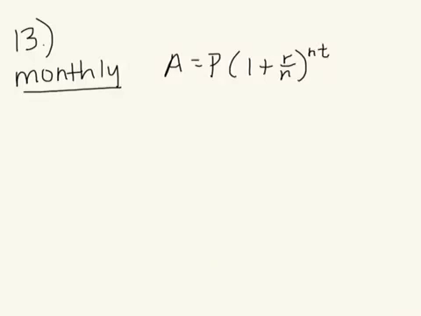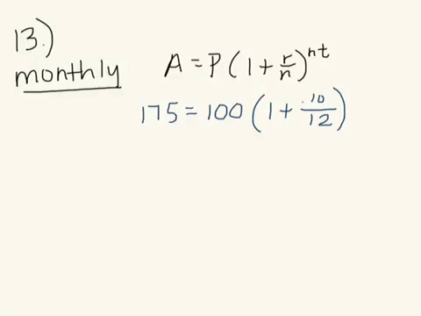So, we know we want $175, so that's going to be our A value. We know we're putting in $100. Our interest rate is 10%, so 0.10. We're compounding monthly. We're solving for time.